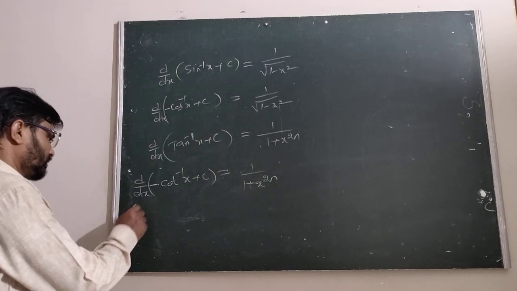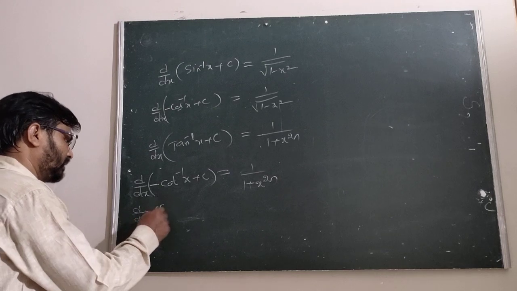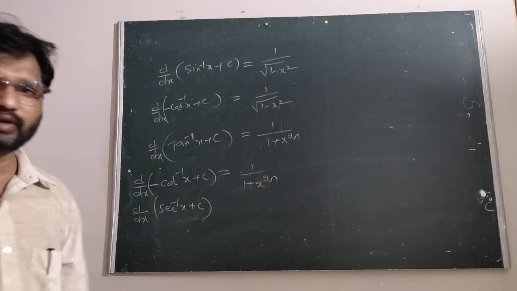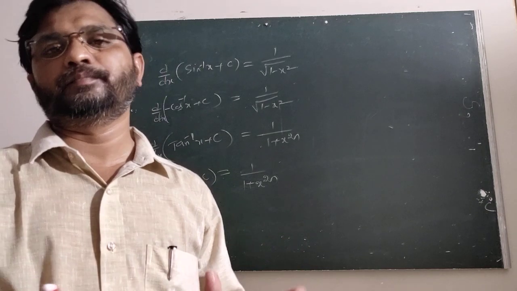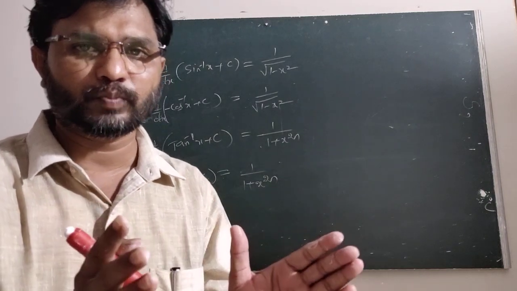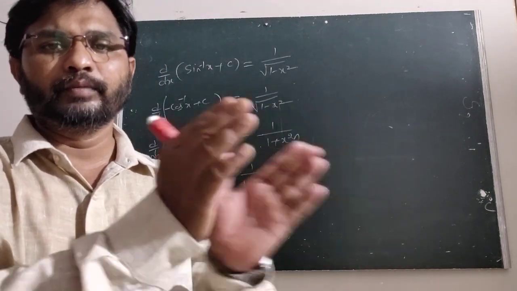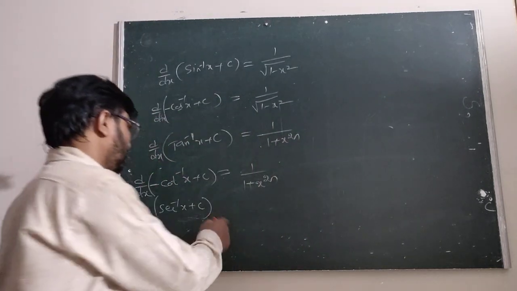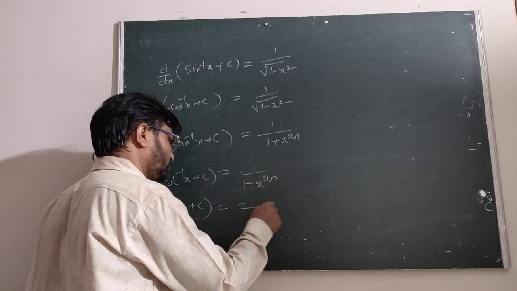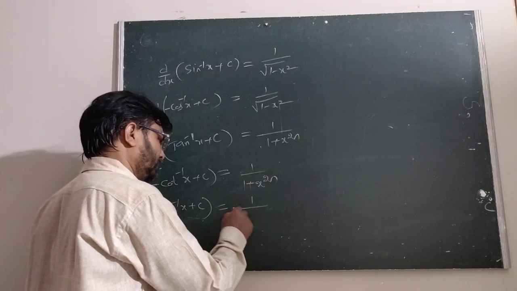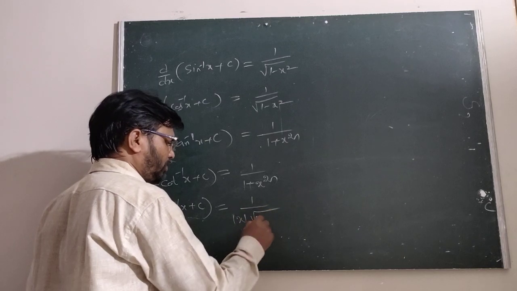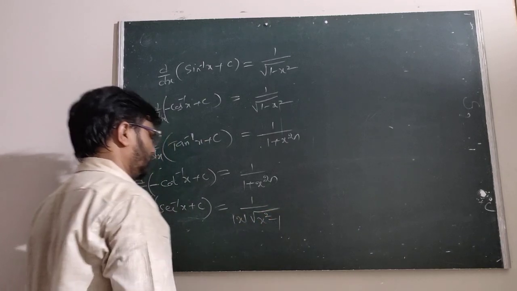Now we are taking the d by dx of the secant inverse of x plus c. The derivative of secant inverse x is 1 upon mod x into under root x square minus 1. Therefore here we can write 1 upon mod x into root of x square minus 1.